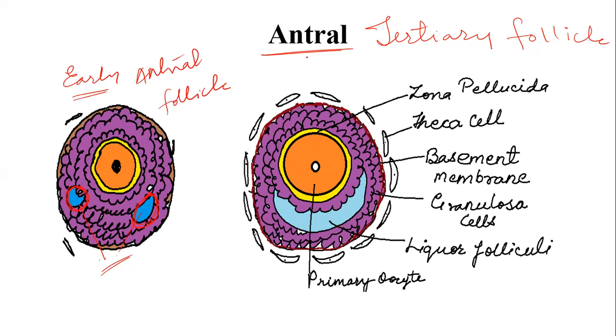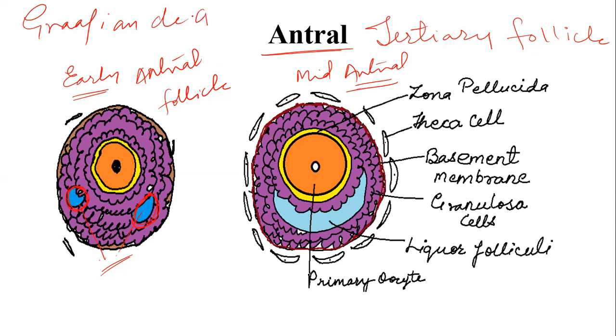And here you can see this is the mid antral follicle. And one more thing, the large size antral follicle was seen by the scientist De Graaf, and based on that, the large size antral follicles are called Graafian follicles. The scientist observed this structure inside the ovary, so here it will be like the Graafian follicle.